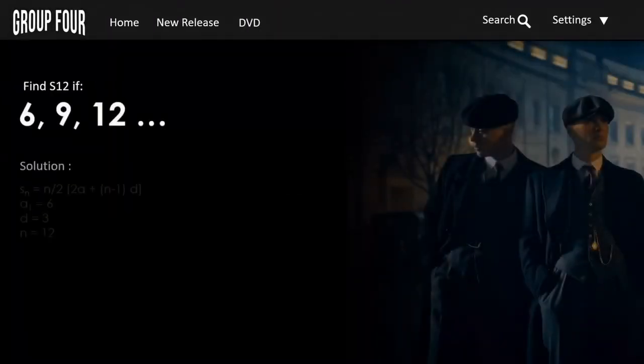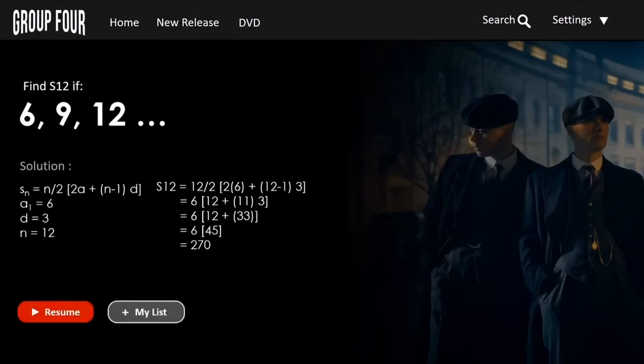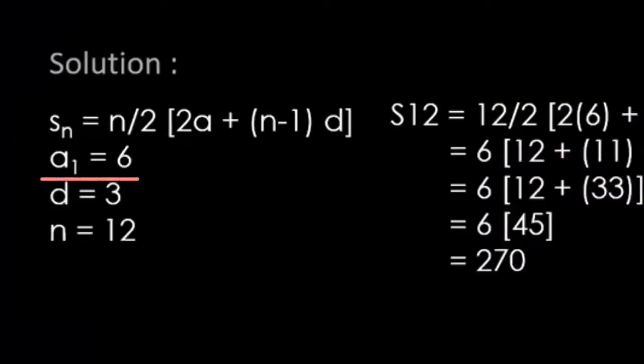Our first example here is to find the sum of the first 12 terms. Our given is 6, 9, and 12. Our a sub 1 is 6, our common difference is 3, and the number of terms is 12. Since we don't have the value of a sub n, let's use this formula: S sub n equals n over 2 times 2a sub 1 plus n minus 1 times d.